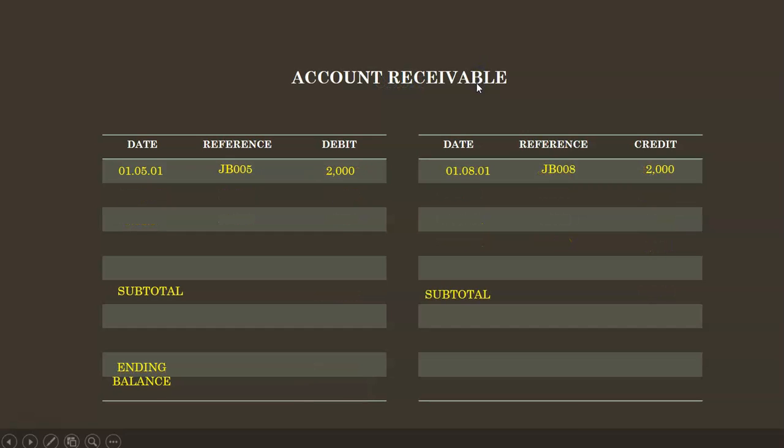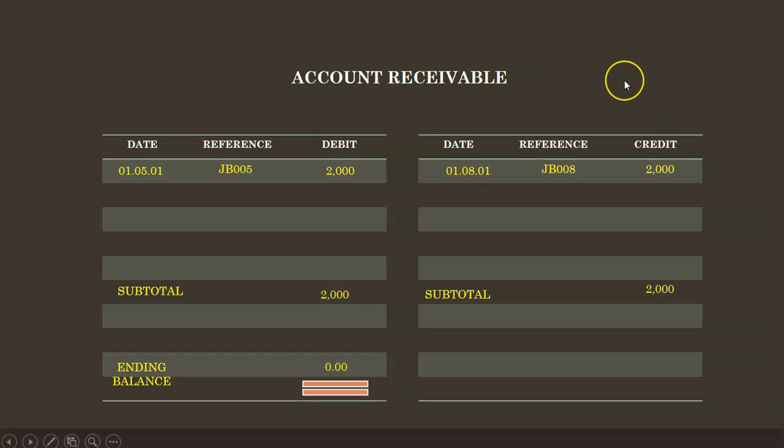Account receivable. Okay. So, meron na tayong subtotal. Meron na din tayong ending balance. The only thing that we need to get is the amount. So, total of debit, 2,000. Total of credit, 2,000. 2,000 minus 2,000, that is 0. Meaning to say, wala na tayong collectibles or wala na tayong account receivable. Okay, we are done with this. Let us move on to next page.